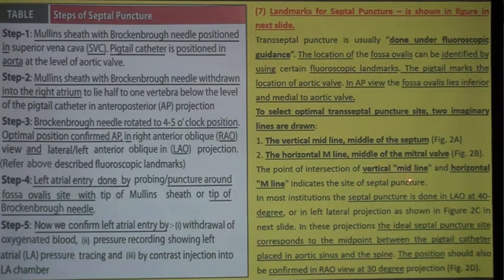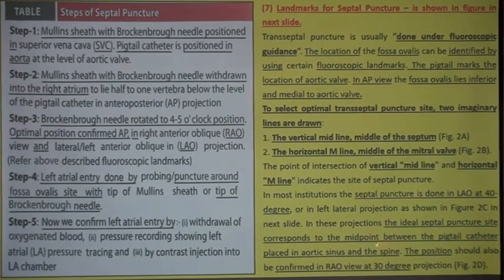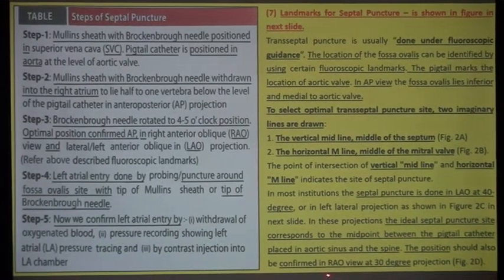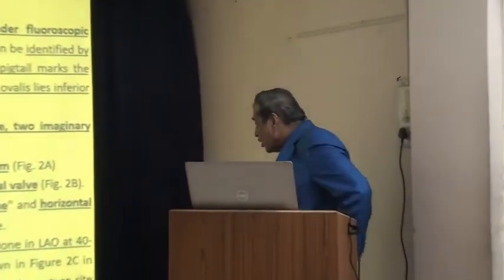The site of puncture. In most situations, the septal puncture is done in left anterior oblique view at 40 degrees or left lateral view as shown in figure 2C in the next slide. I will show you in the next slide. In these views, the ideal septal puncture site corresponds to the midpoint between the pigtail catheter placed in the aortic sinus and the vertebral spine. The position should be confirmed in right anterior oblique view at 30 degrees.